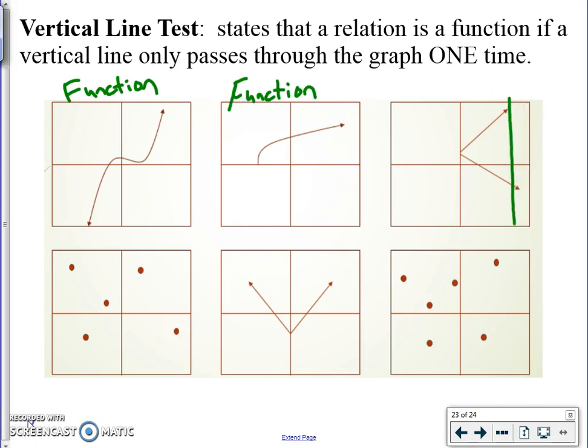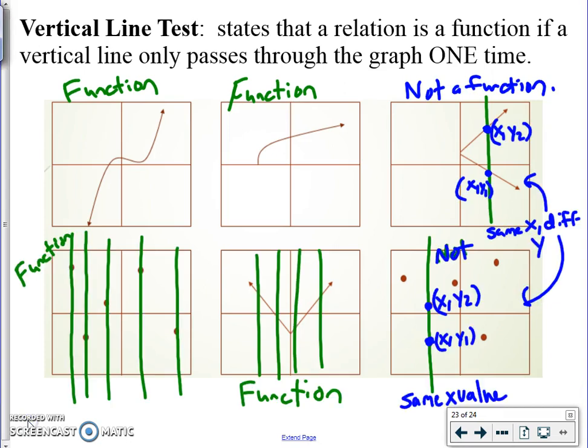Looking right here, I cross it twice in any number of places. Therefore, not a function. I've gone through and mapped the rest of them, and you see that the two areas where there's not a function, I cross the graph twice, even with these 2 points here, which means I have the same x value and a different y value.